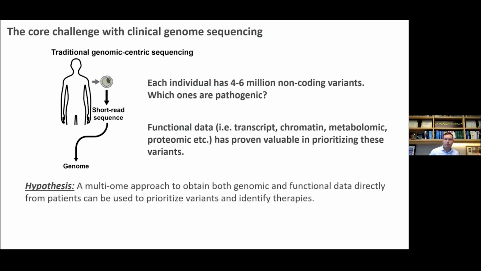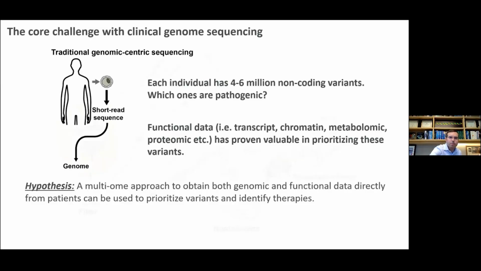And really the hypothesis, and what I'm going to go over today, is that a multiomic approach where you can obtain both this genomic and functional data directly from a patient can be used to help prioritize variants and also identify potential therapeutic avenues for individuals based on the mechanism that you're able to resolve with patient samples in and of themselves.